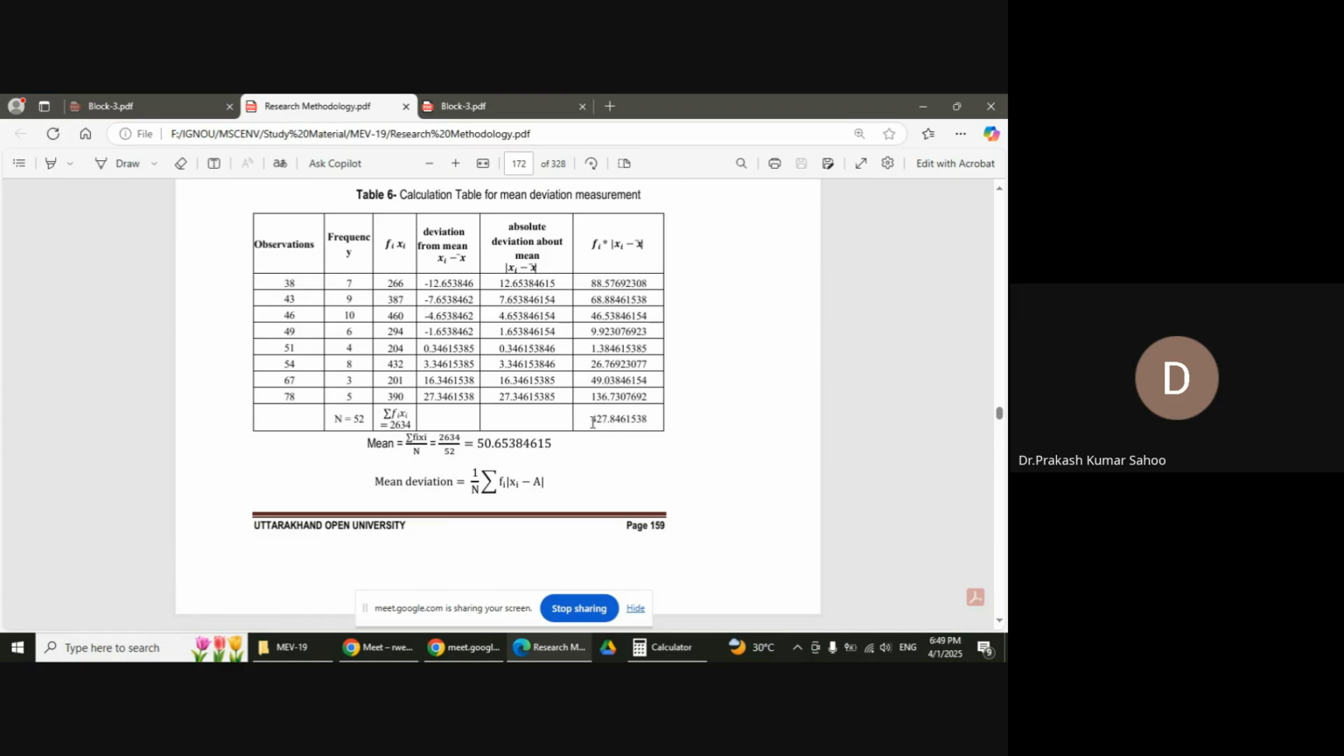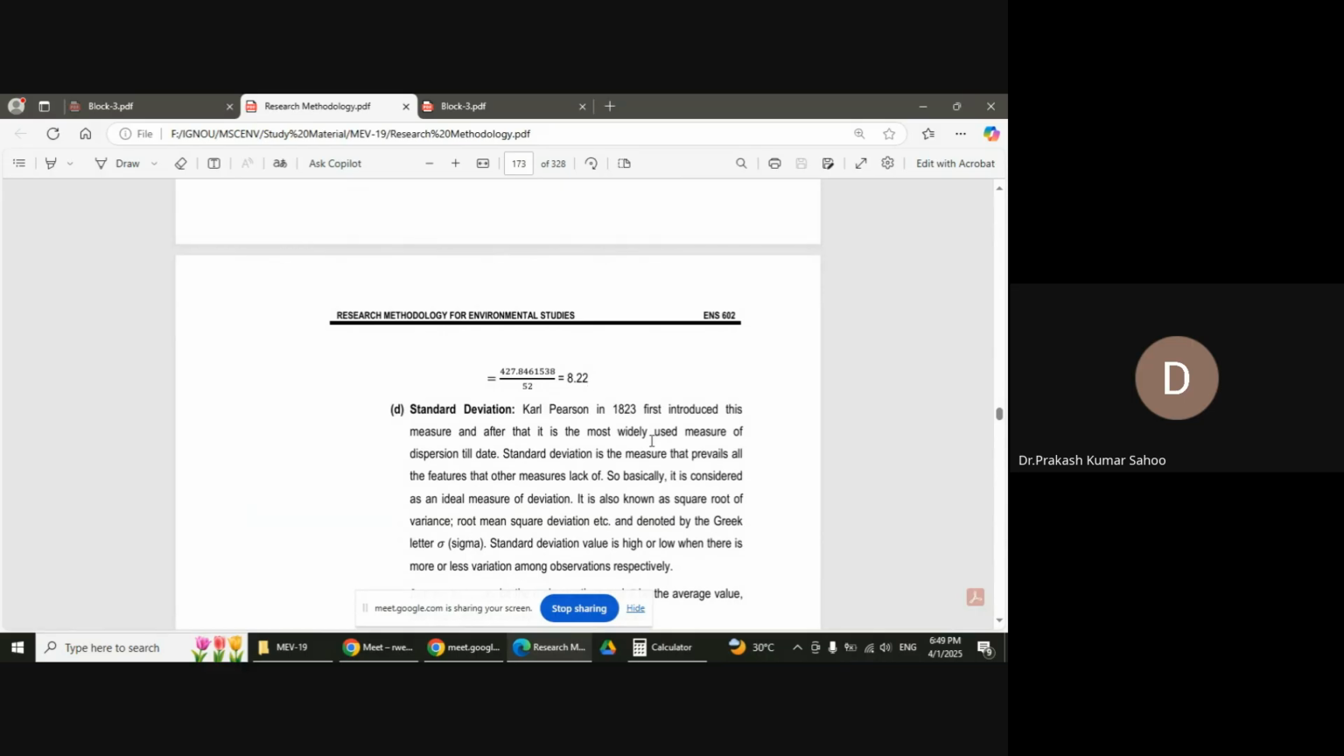You will get your summation values, and you will get the mean deviation from this set of data by dividing the summation of fi into xi minus x bar by 52, that is the number of frequencies we have. It is 8.22. So like this the calculation is made.